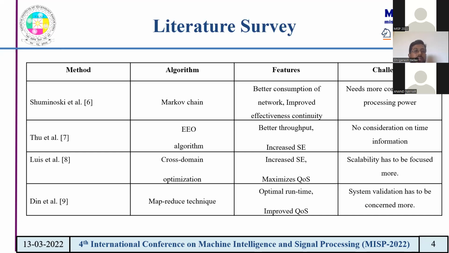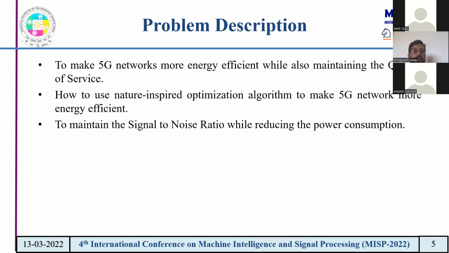This is a literature survey. Actually, we are really interested in my problem description. So here my problem description is to make the 5G network more energy efficient while maintaining the quality of service. How to use a nature-inspired optimization algorithm to make the 5G network more energy efficient and to maintain the signal-to-noise ratio while reducing the power consumption.